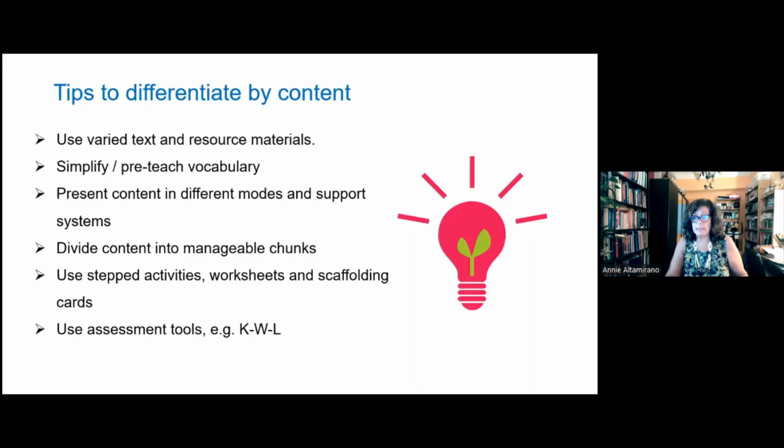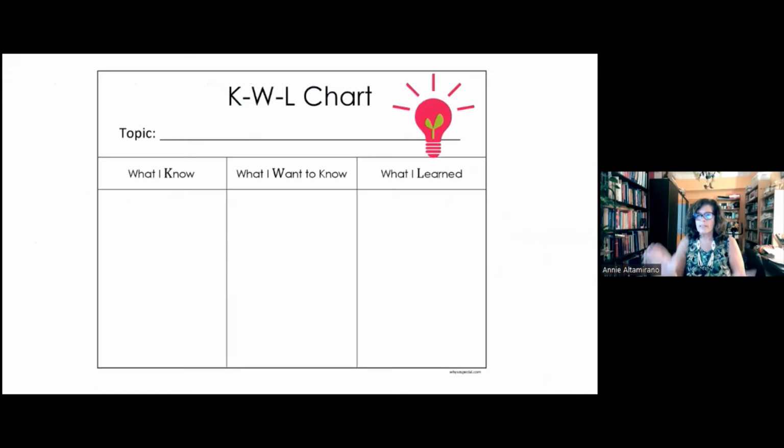Another possibility is using assessment tools like KWL. Then I'm going to show you, after this, some worksheets also, which I use a lot and I design them. Using KWL, for example, and this is a very useful assessment tool. This is it, very simple.